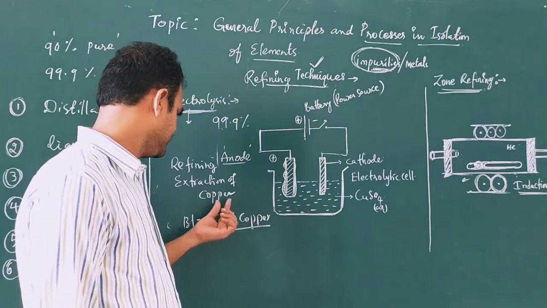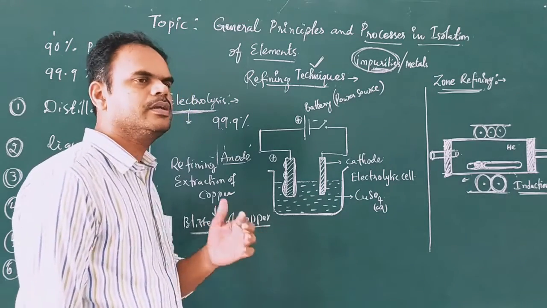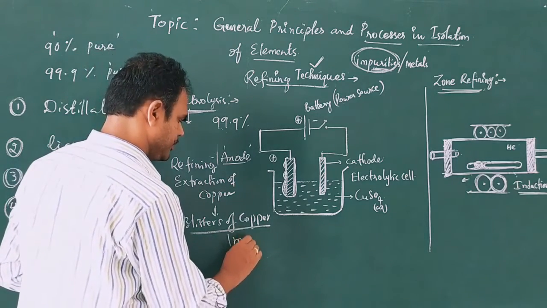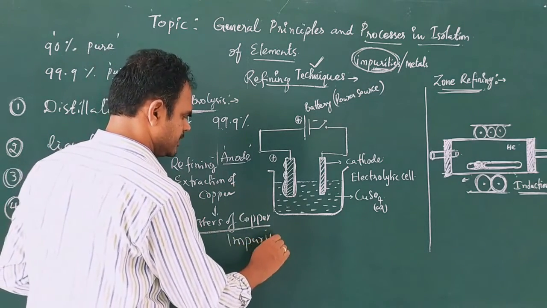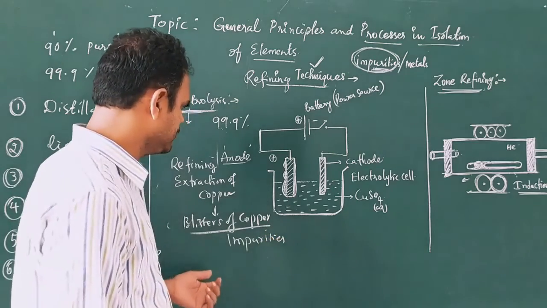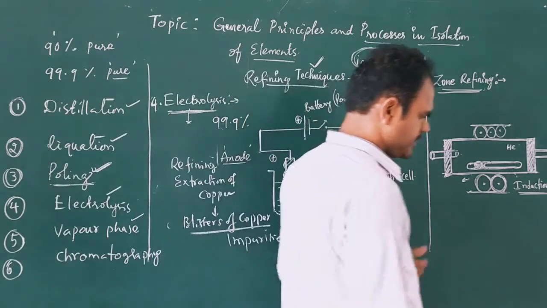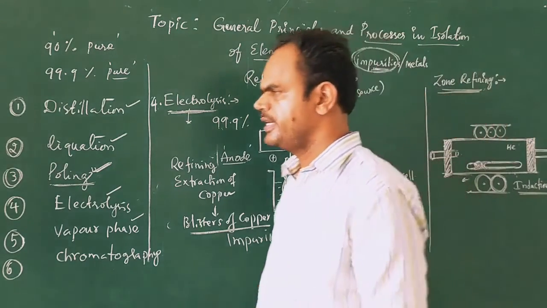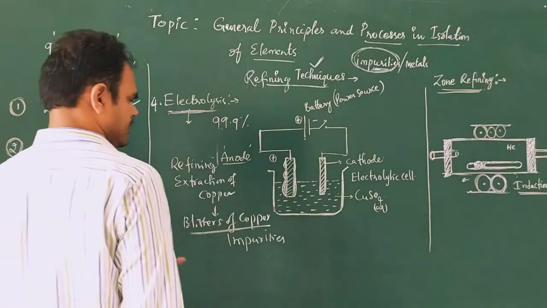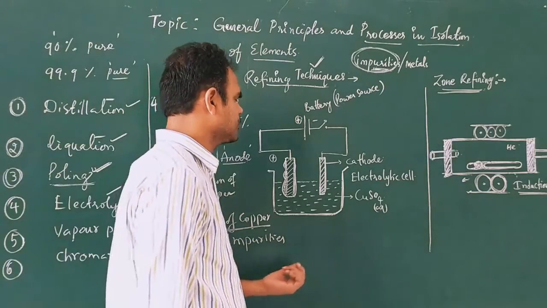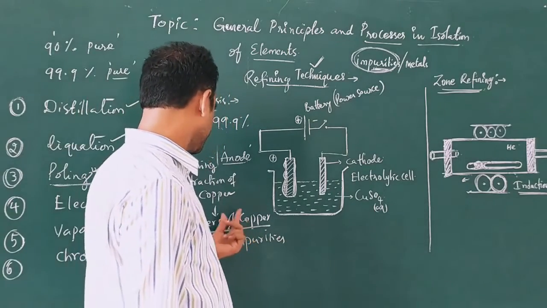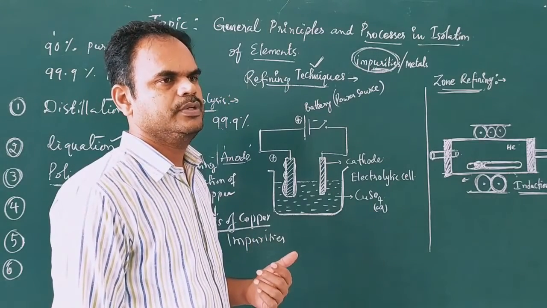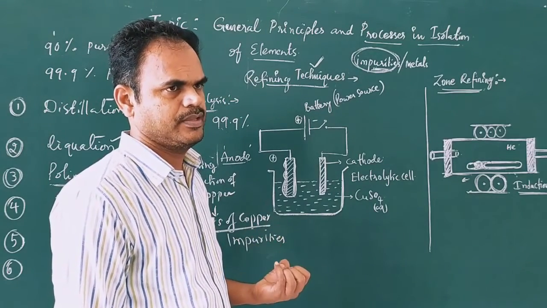The blisters of copper are also not 100% pure. They still have internal impurities. Those impurities may be nitrogen, sulfur, selenium, arsenic, antimony, and even gold particles. So that is what we call blisters of copper. It is not pure copper.